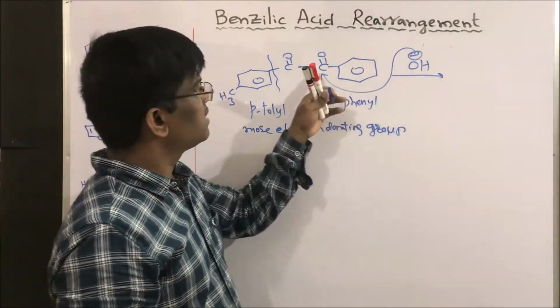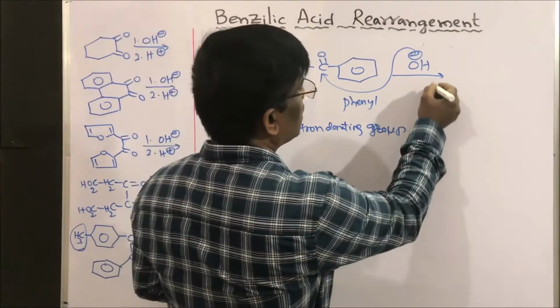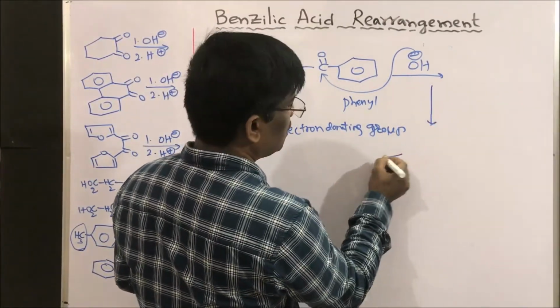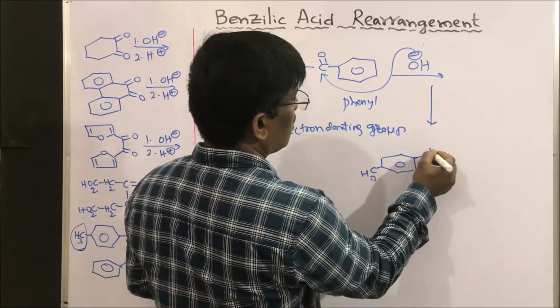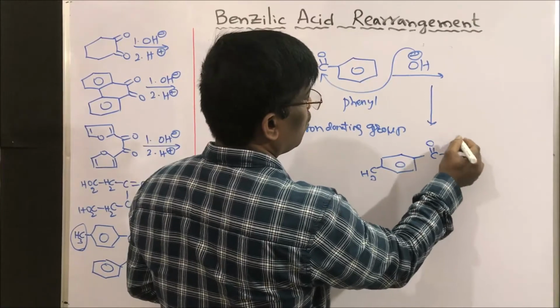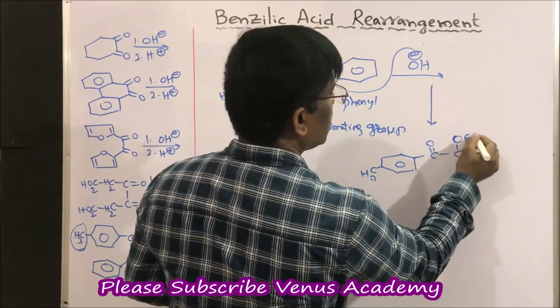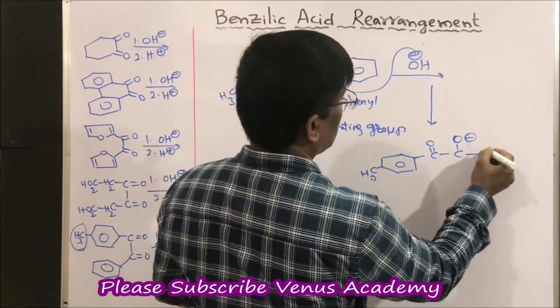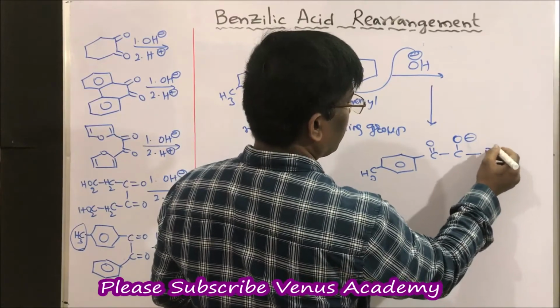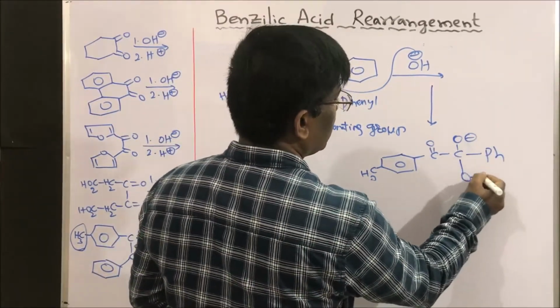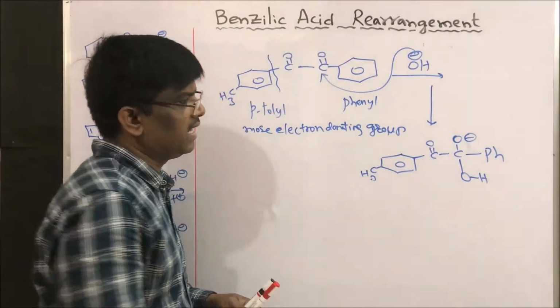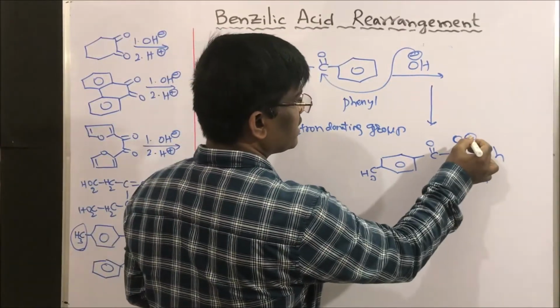So this comes and sits here. What is the intermediate? Tolyl, so here methyl will be there, carbonyl, O minus, and the phenyl ring will be there. I will write phenyl, yes, and this OH has come. This is the intermediate. Now it is very simple.